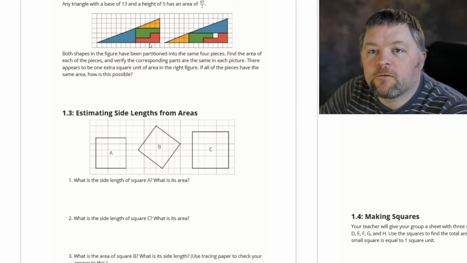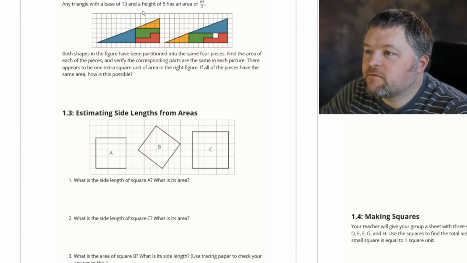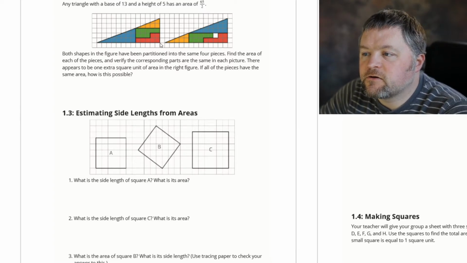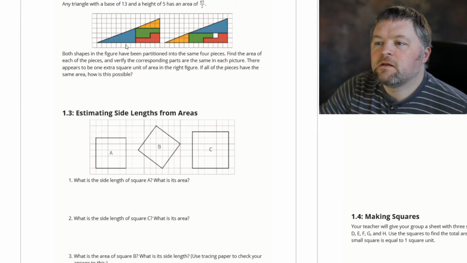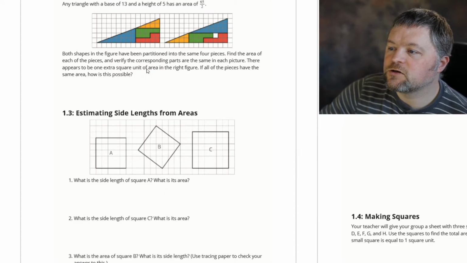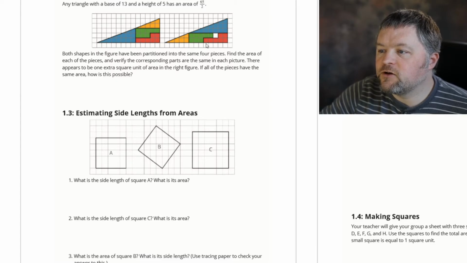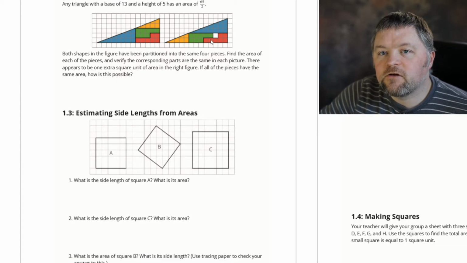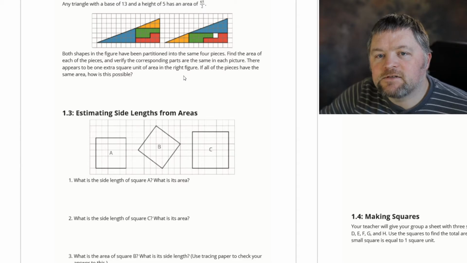Are you ready for more question? Any triangle with a base of 13 and a height of 5 has an area of 65 over 2, because 13 times 5 is 65 divided by 2. Both shapes in the figure have been partitioned into the same 4 pieces. Find the area of each piece and verify the corresponding parts are the same in each picture. There appears to be one extra square unit in this figure on the right. If all the other pieces have the same area, how is that possible?